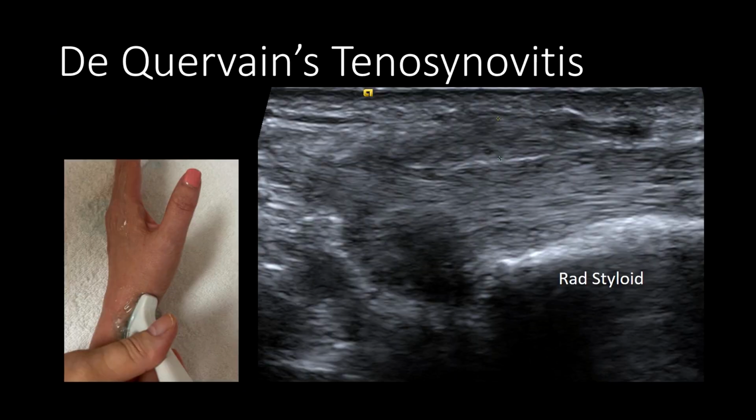So here we have an ultrasound probe there. It's placed along the radial styloid, and you can see it's in longitudinal plane there. And what we're looking at is thickening of that extensor retinaculum. You can see how that would entrap the tendons below it in patients with de Quervain's tenosynovitis.